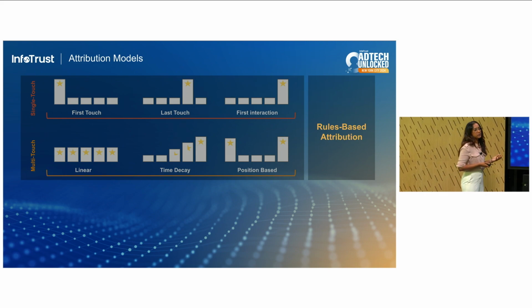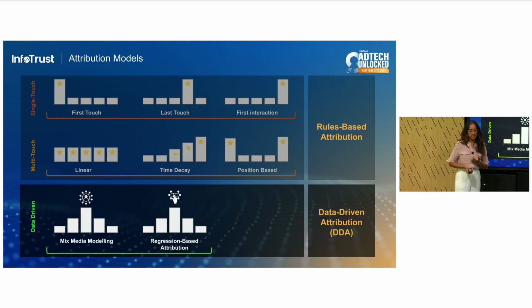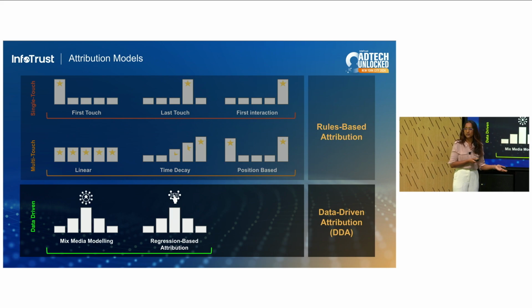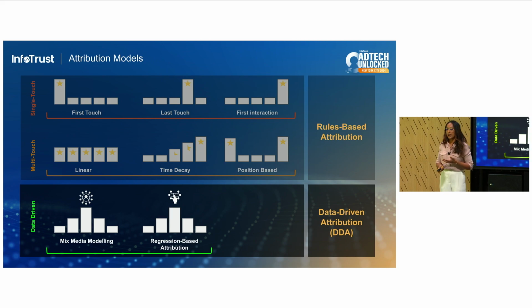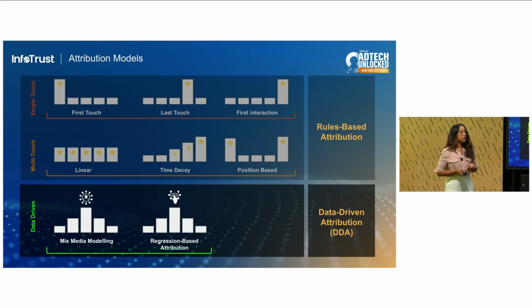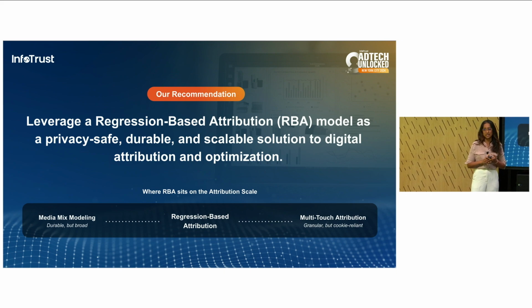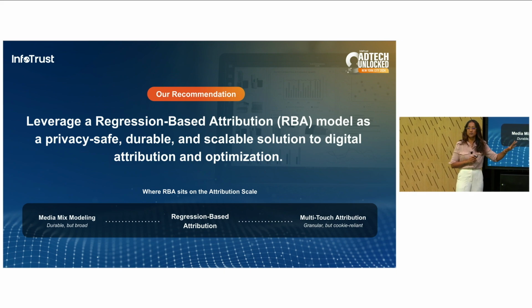So the way to go, and you've probably already heard of this, is data-driven attribution. And within data-driven attribution, there's mixed media modeling and regression-based attribution. And I'm here to talk more about regression-based attribution. Our approach to regression-based attribution is really useful specifically for digital marketers because it's a scalable solution, it's privacy safe, so it really helps solve for some of the challenges that I highlighted earlier.